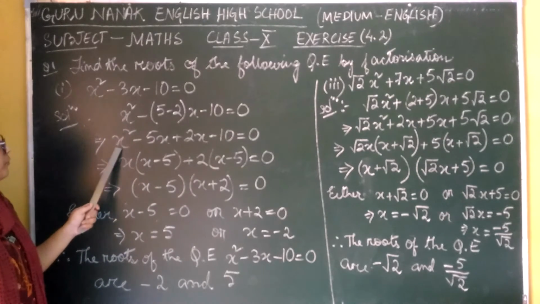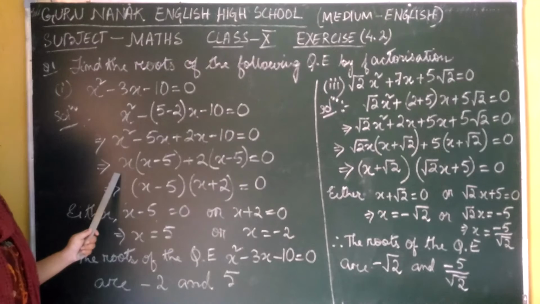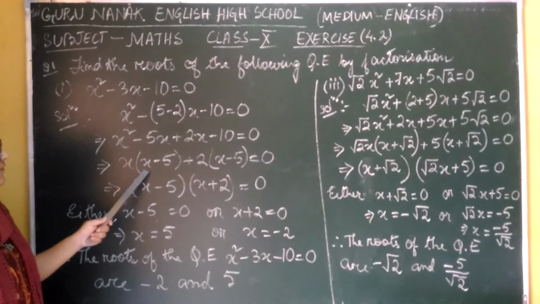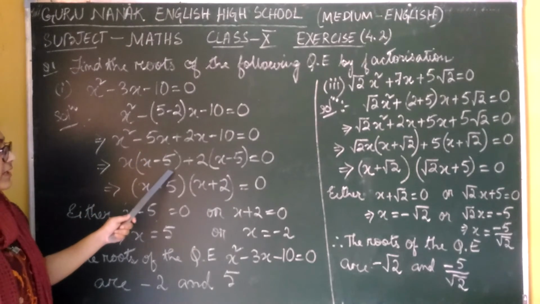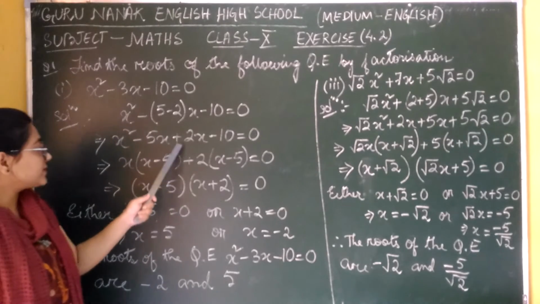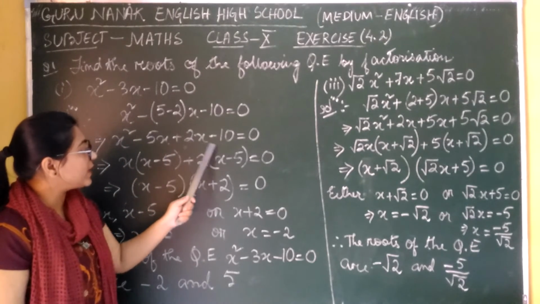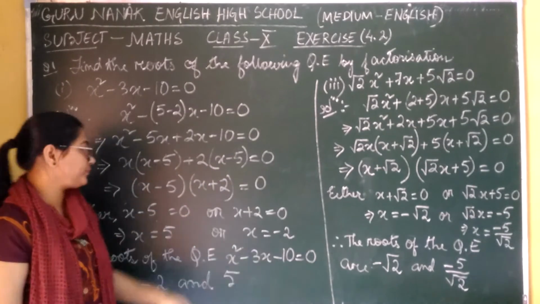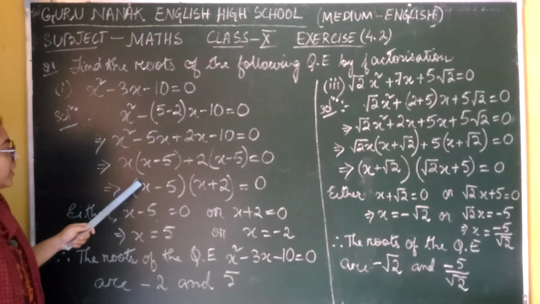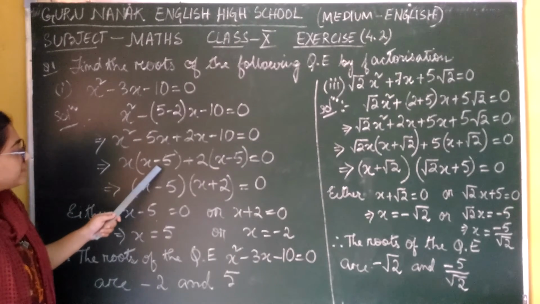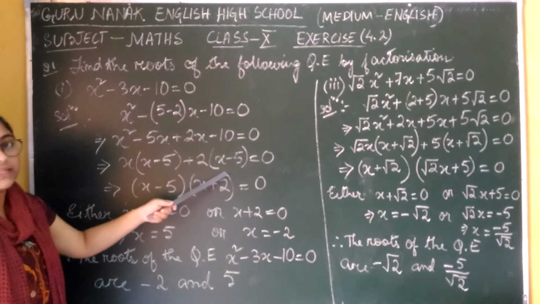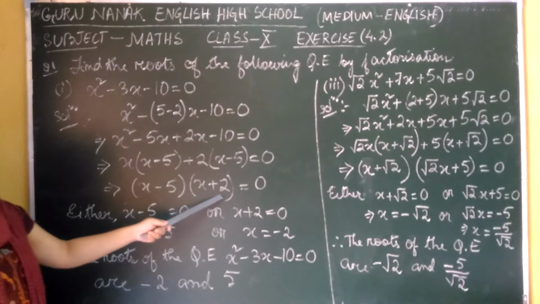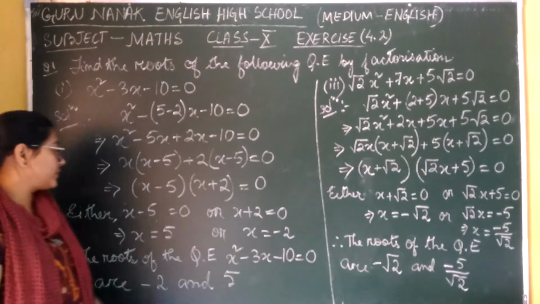Now we will take x as common from these two terms. From x squared, x is left out, minus from 5x, 5 is left out, plus 2, again if we take 2 common from 2x minus 10, we will get 2 into x minus 5 equals 0. Next step you see, x minus 5 is here also, so we can take x minus 5 common. Then left is x plus 2, which equals 0.